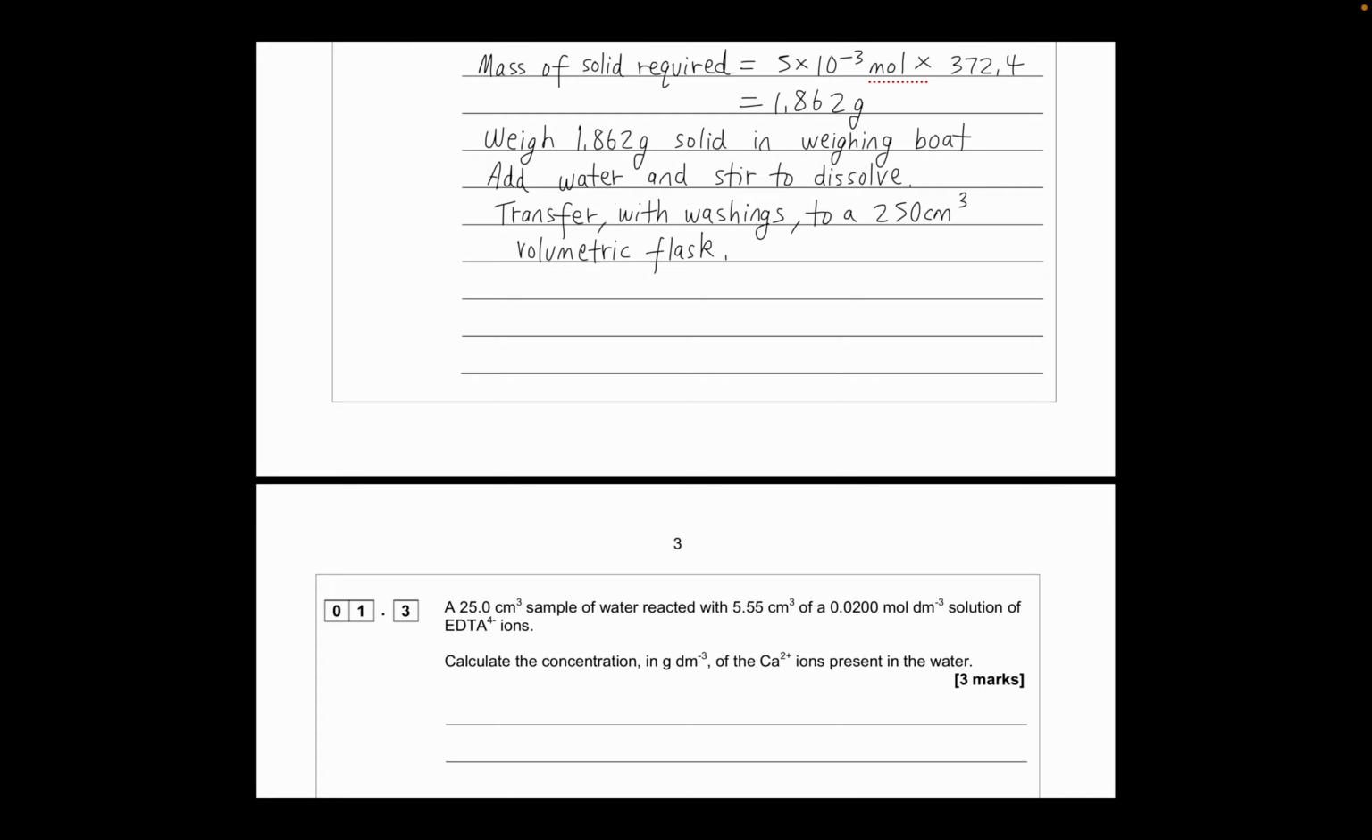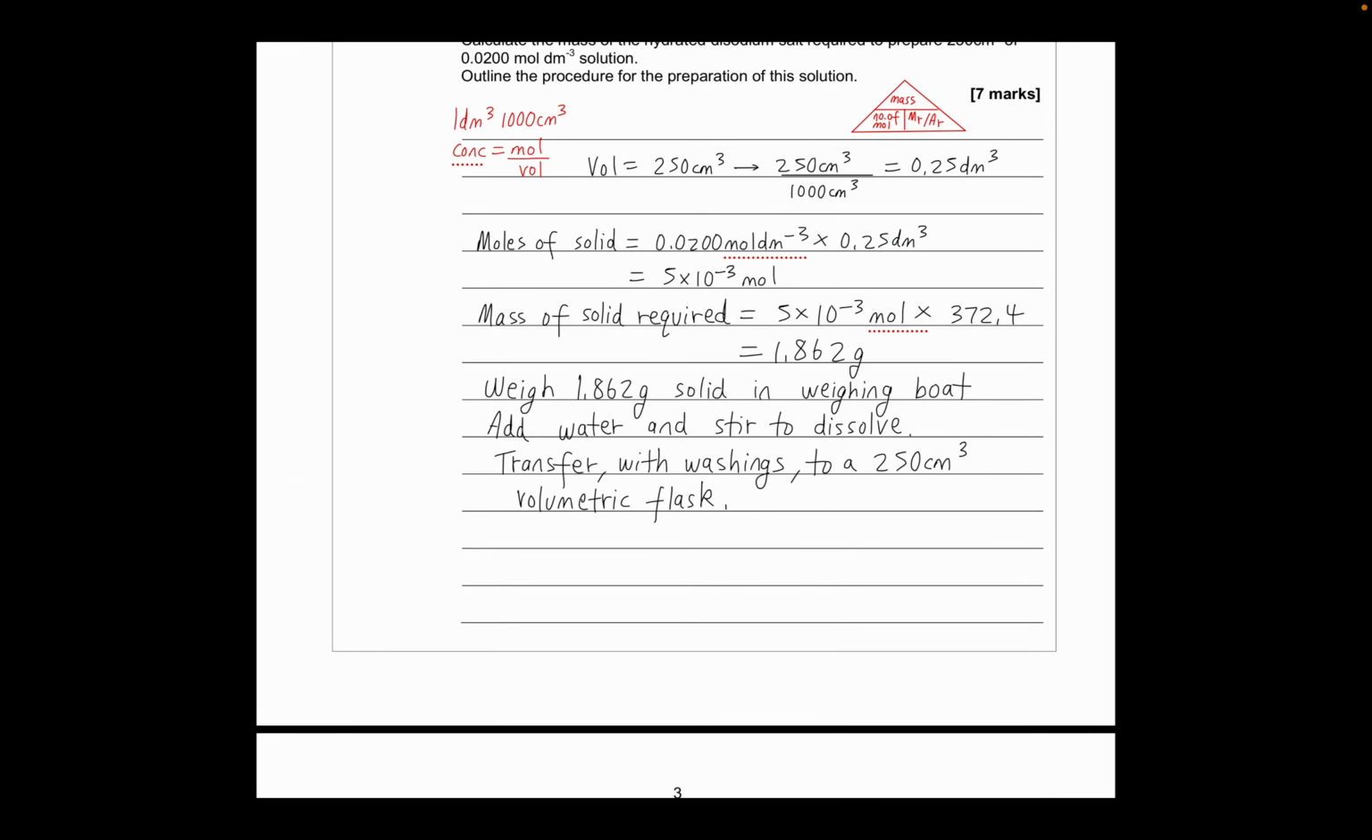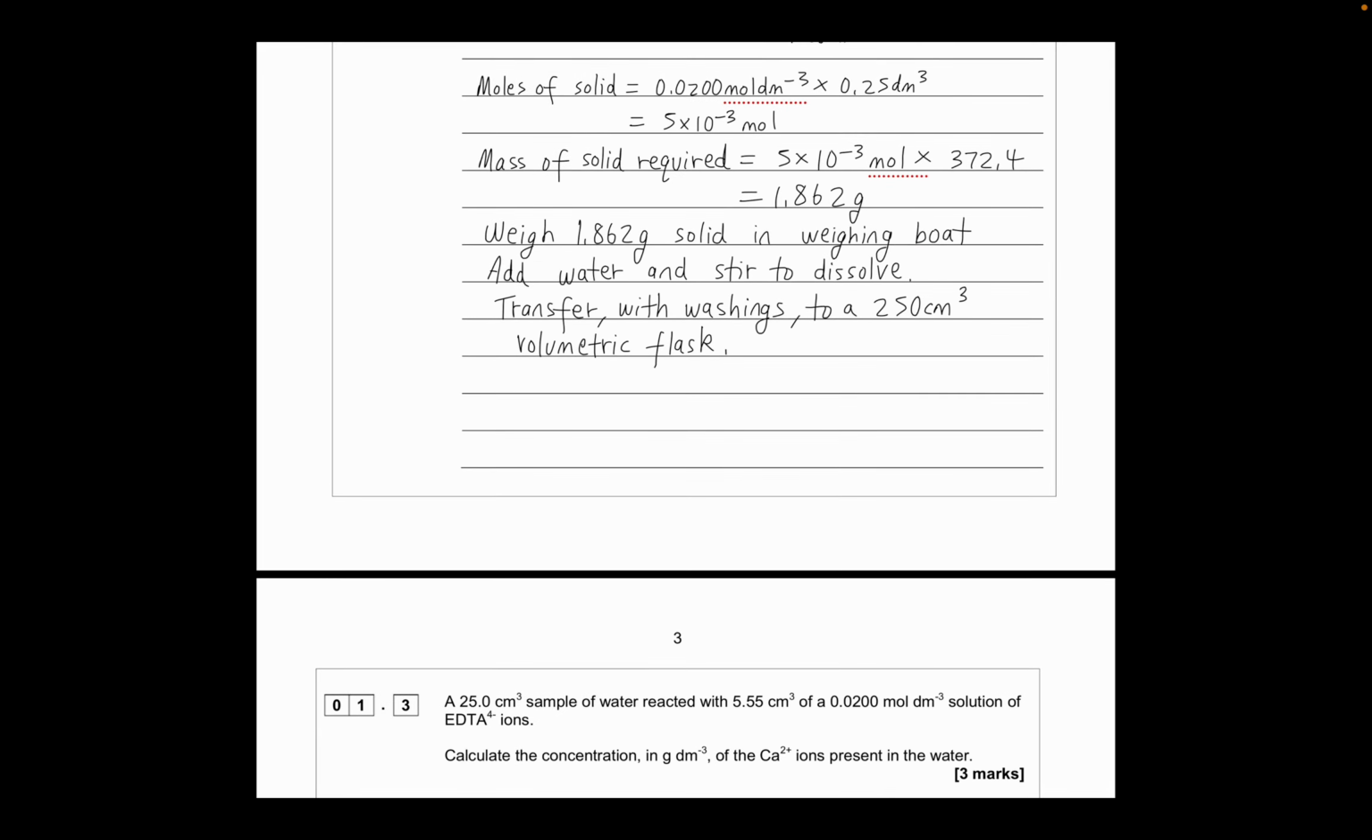So these are some of the steps. The first 2 points initially were calculation points, so you can score easily 2 marks for that. The other 3 points are to score 3 marks, where we're weighing the solid, and then we're adding water and stirring, and then we're transferring it with all these washings to a 250 centimeter cubed volumetric flask.